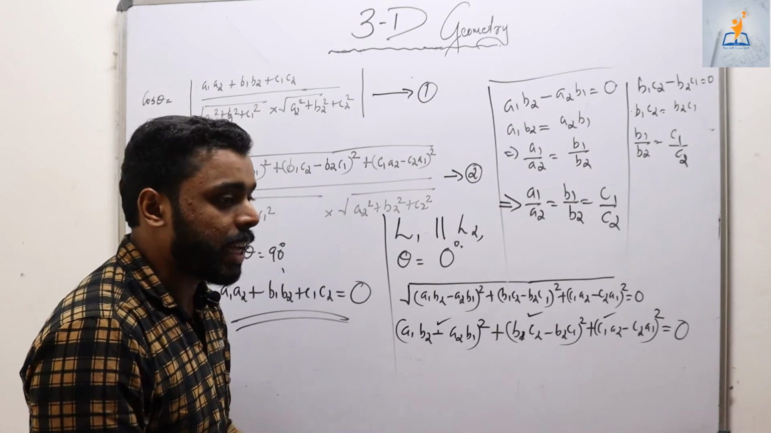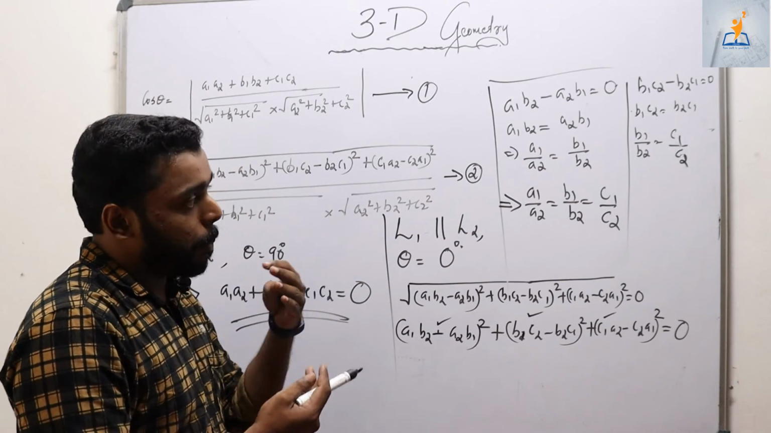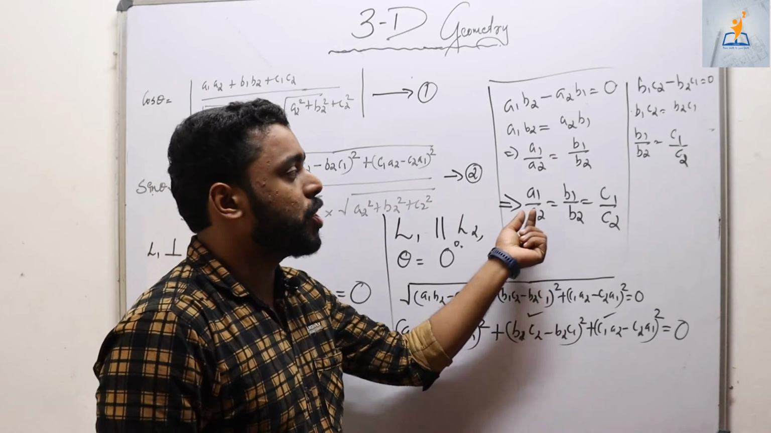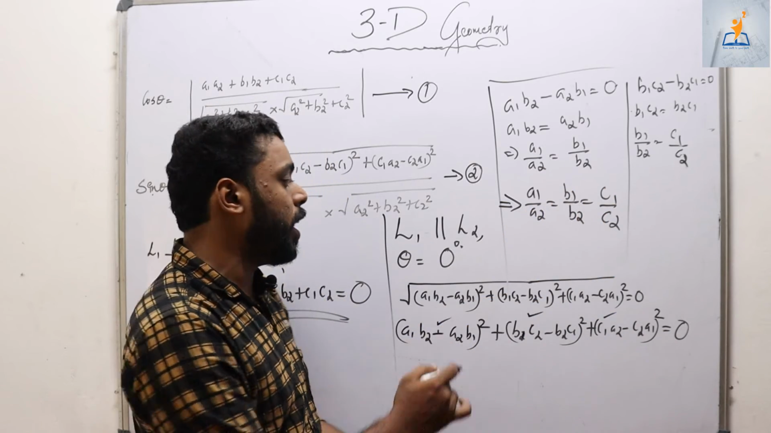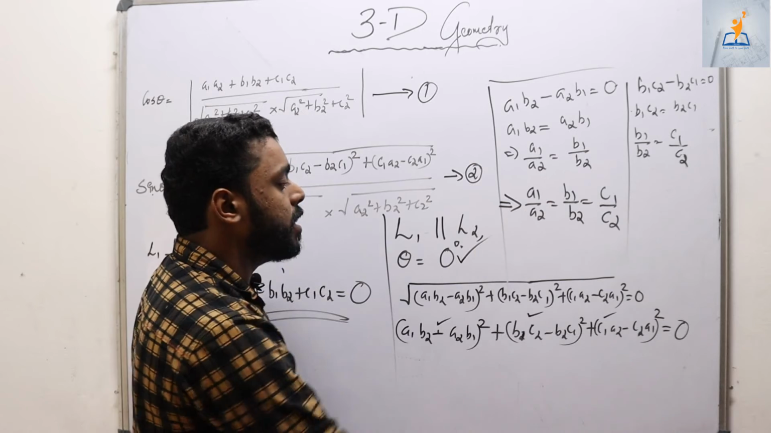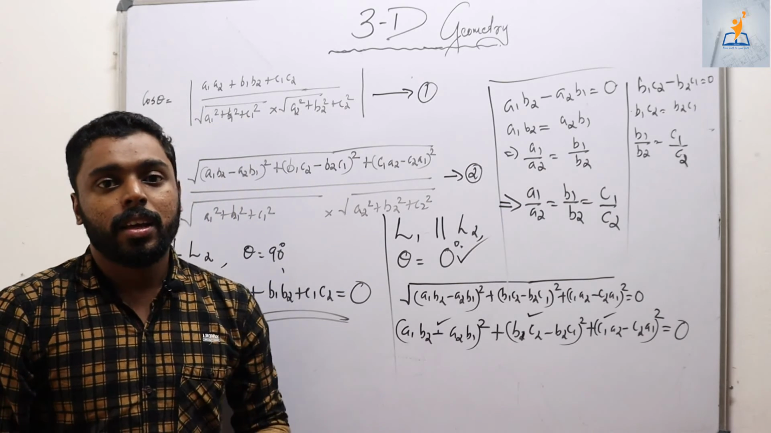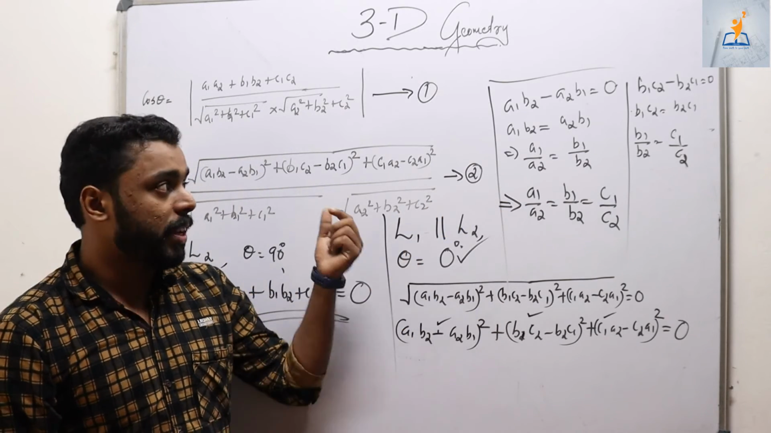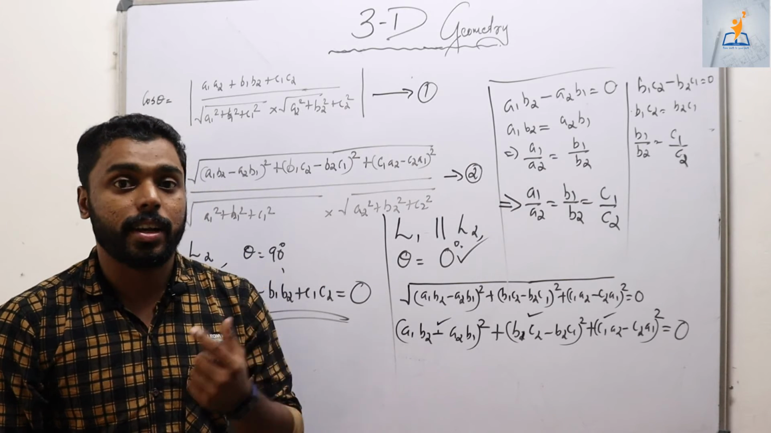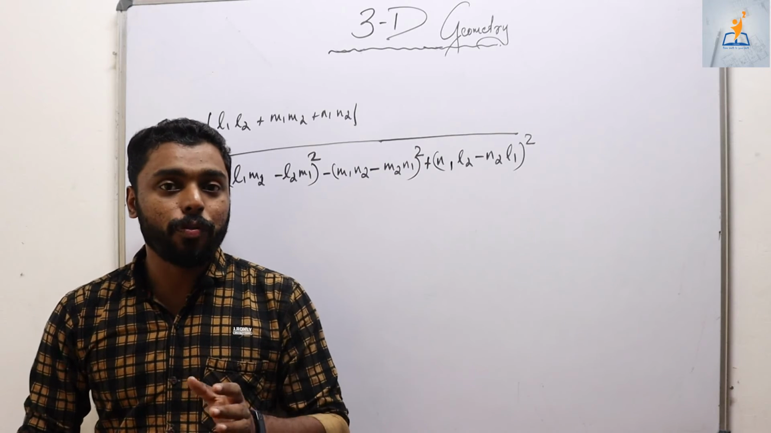So in order to check whether two lines are parallel, just check these ratios a1 by a2, b1 by b2, c1 by c2. If they are equal, then we can say that these two lines are parallel. That's it, the properties of finding the angle between these two vectors or these two directed line segments. It's an important note from this session.